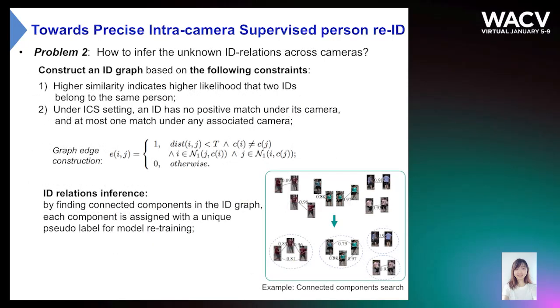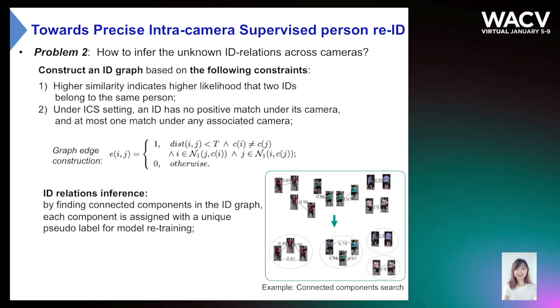The intra-camera learning exploits the intra-camera supervision to learn a base model. However, the inter-camera relations are not explored yet. Since a person may appear in multiple cameras, it's necessary to infer the cross-camera ID relations so that the model learns to recognize cross-camera persons.